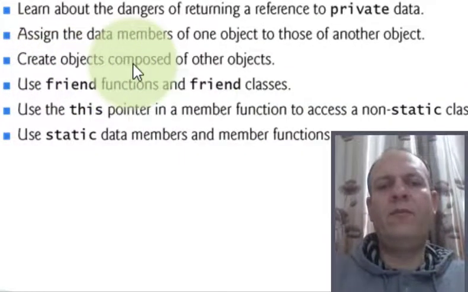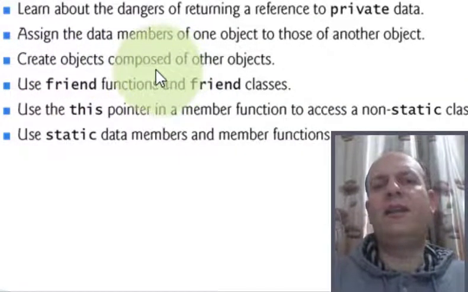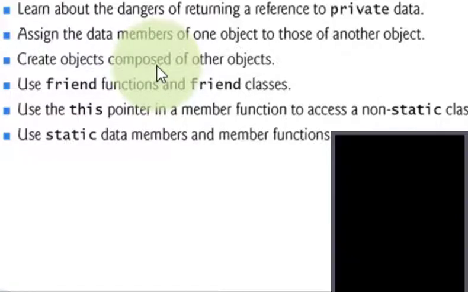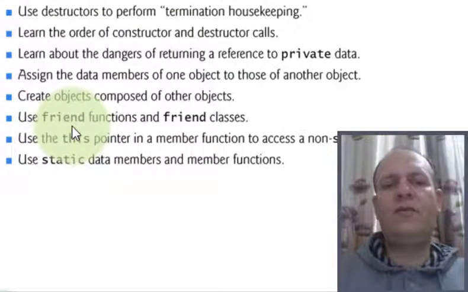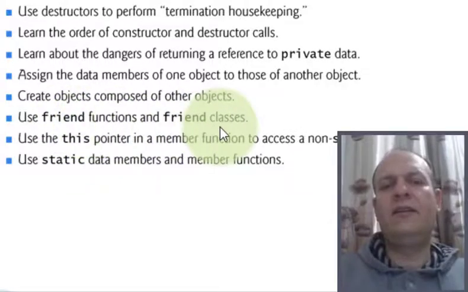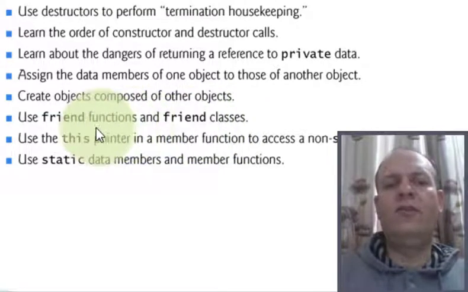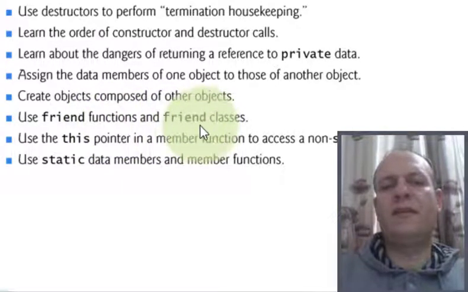Then we have another important topic which will talk about aggregation or composition. If we have a class, could we have as a data member an object of another class? This is called aggregation or composition, when we use the class inside another class. The next objective we have friends. How can we use friend keyword to add friend functions and friend classes? So how can we use the keyword friend for friend functions and friend classes?